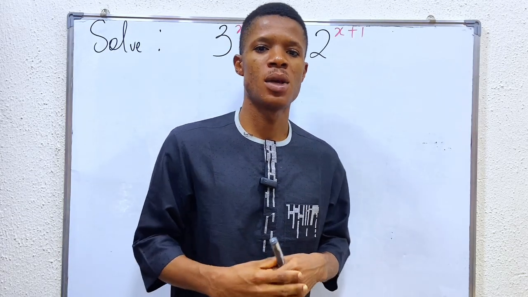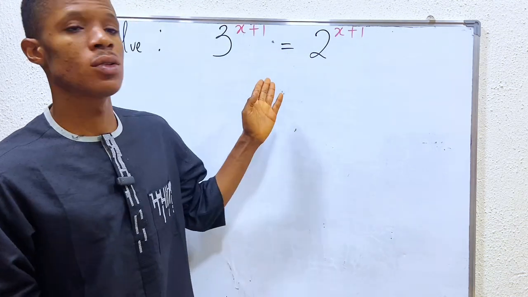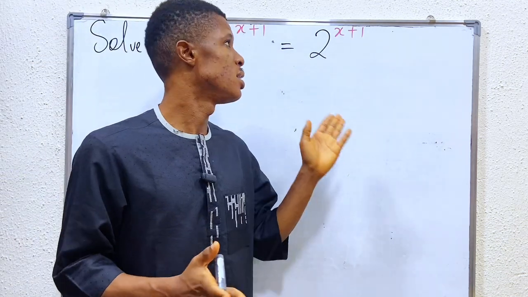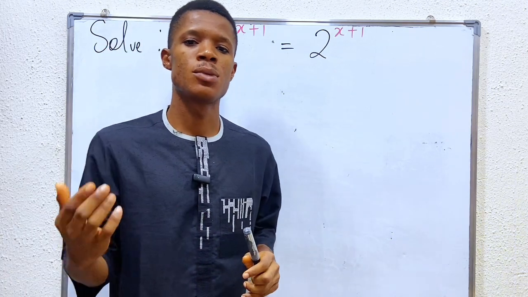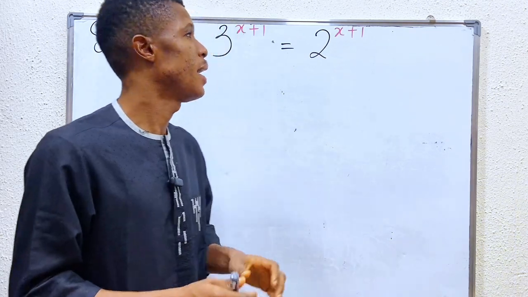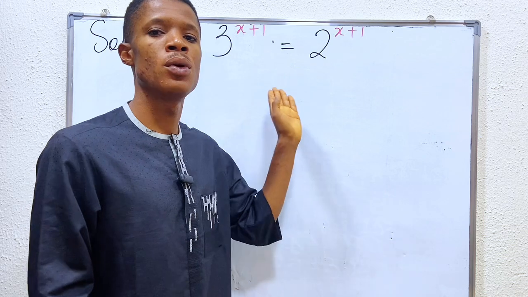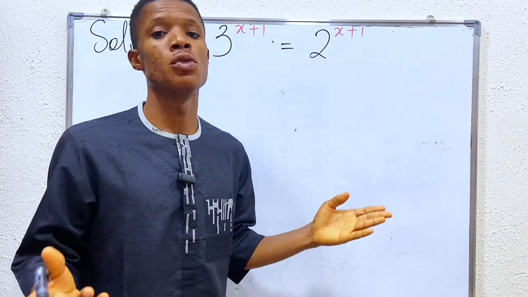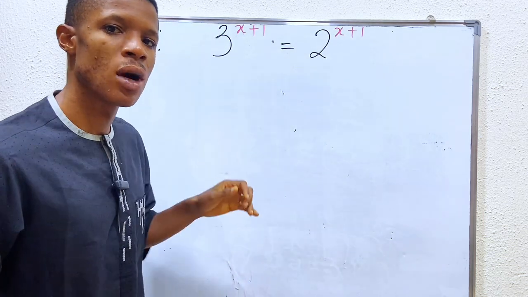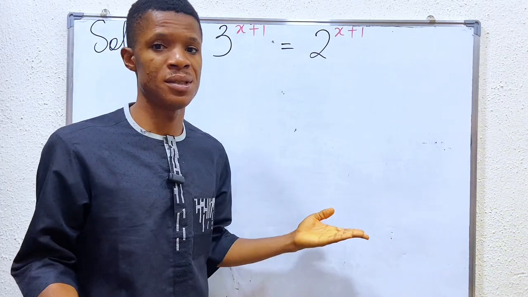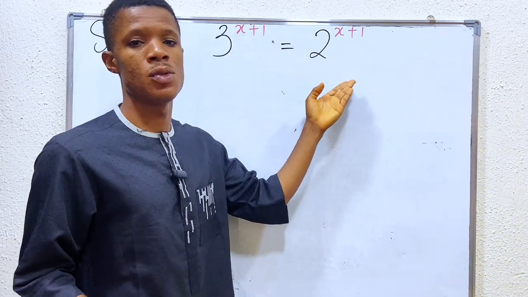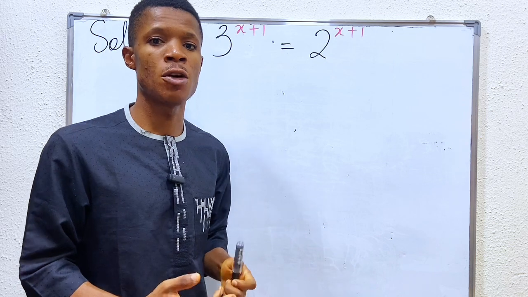In today's class, we are trying to solve 3^(x+1) = 2^(x+1). To solve this problem, we simply require to find the value of x that will make both the left and the right hand side the same. So first thing you have to observe here is that the left and the right hand side have different bases, base 3 and base 2. So they cannot be expressed in a common base.